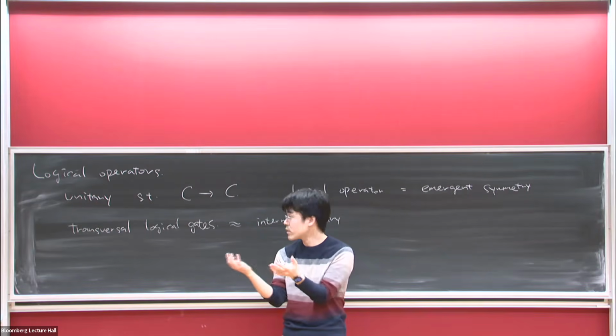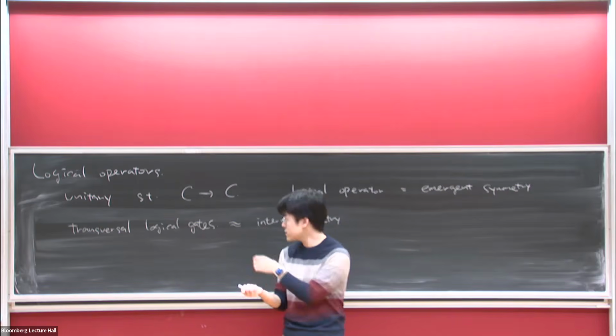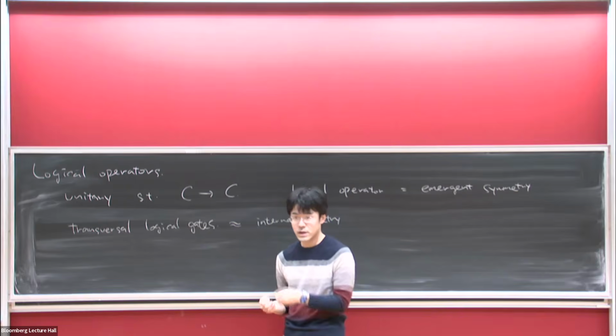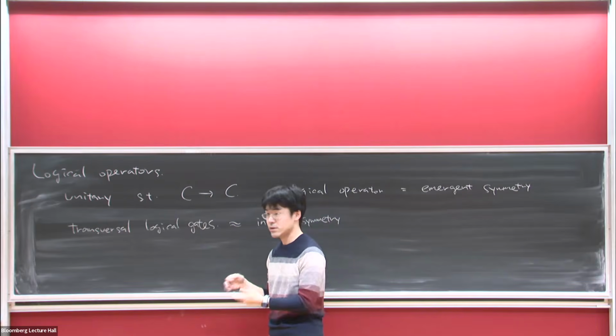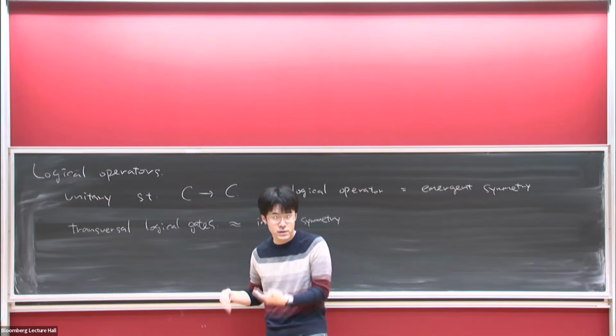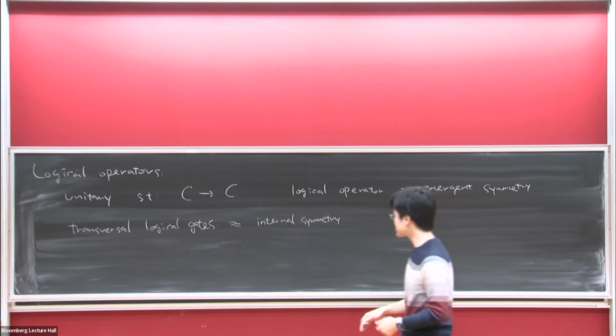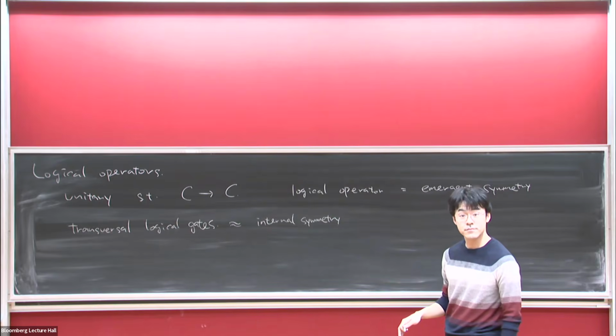So if you have some local error in some toric code models, even if you act the transversal logical operation during the computations, the error doesn't spread. And in this sense, the transversal logical operators have some property of fault tolerance. It has to be strictly.